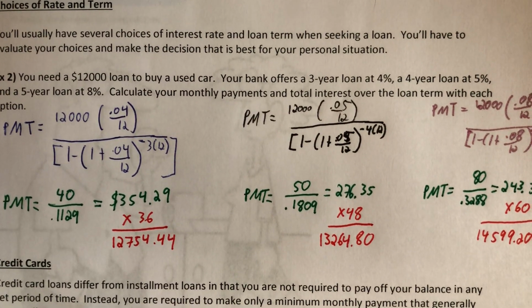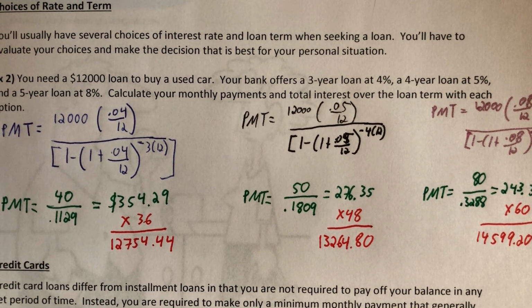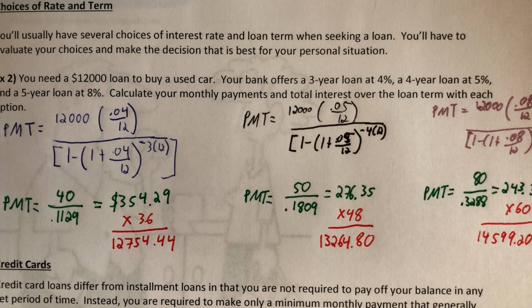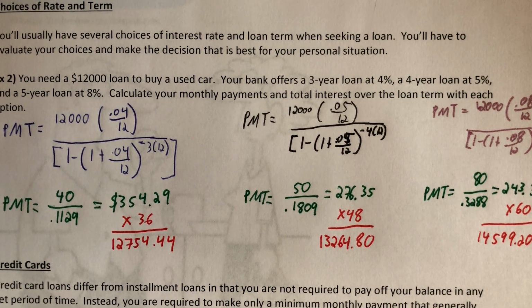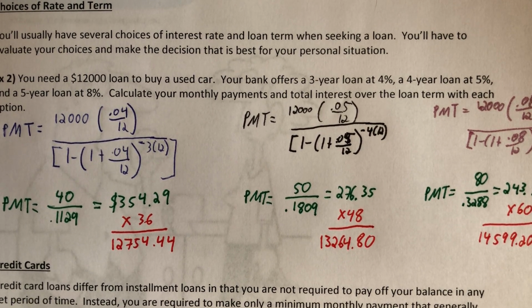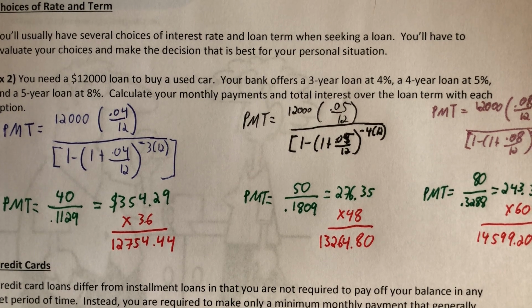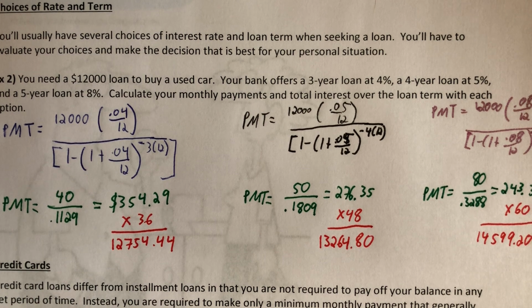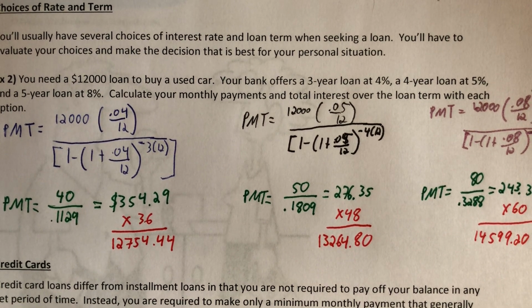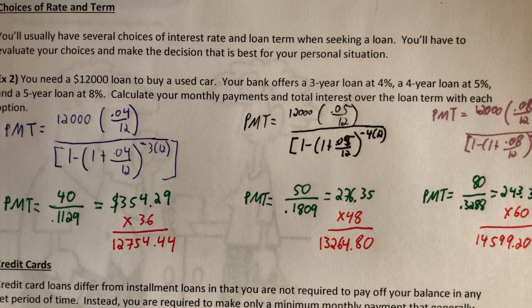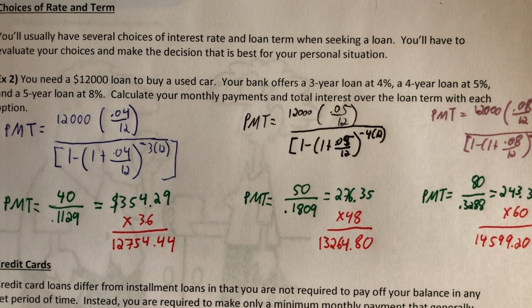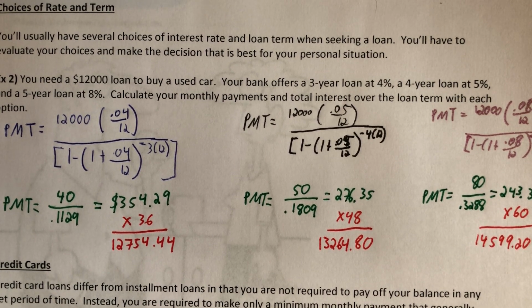So the monthly payments would be nicer. The long-term money can cost us more, almost $2,000 more than if we went with a 3-year 4%. Okay, so if you can pay more, my recommendation is pay more. It'll be cheaper in the long run, and then you'll be done. Because after 3 years, then the car's paid off, and you don't have to worry about paying $354.29 anymore. You're done.